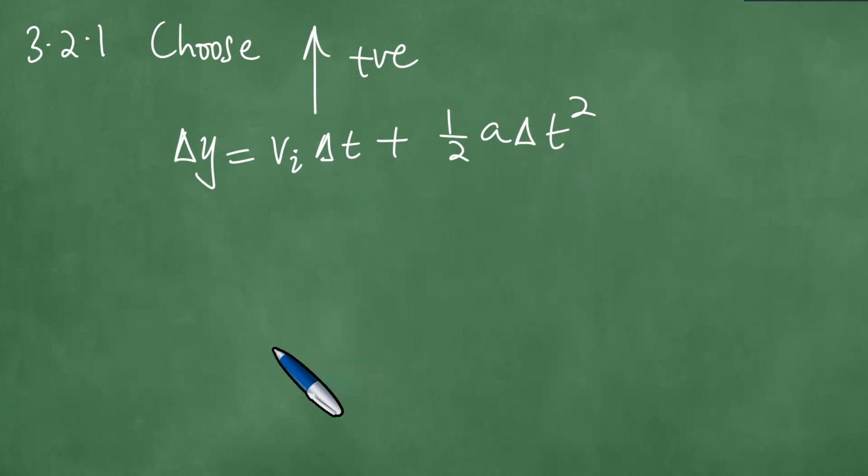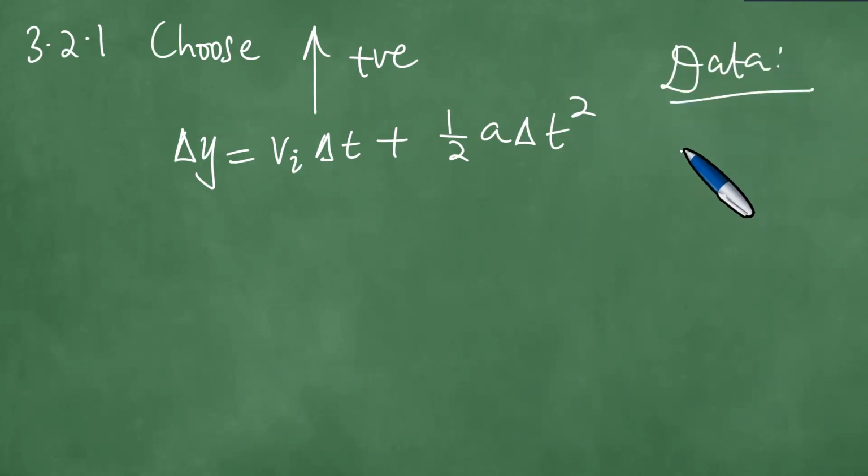So if you choose upwards as positive, we can write down the data. Right, so the couple of things we want: the time taken, so we are saying delta t is a question mark.